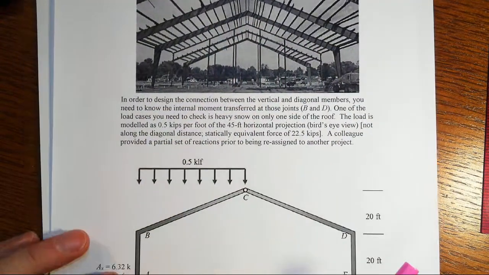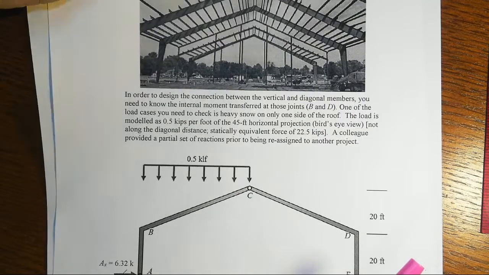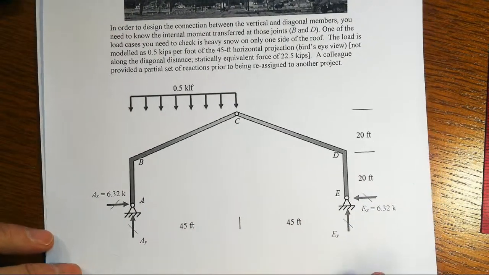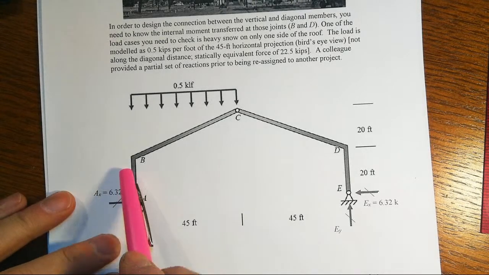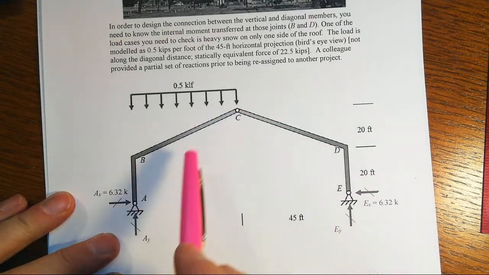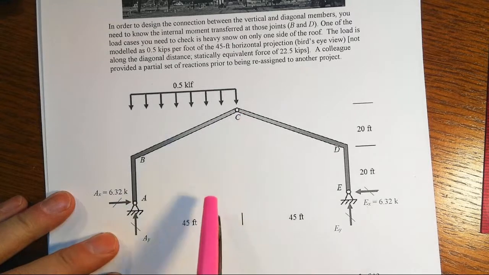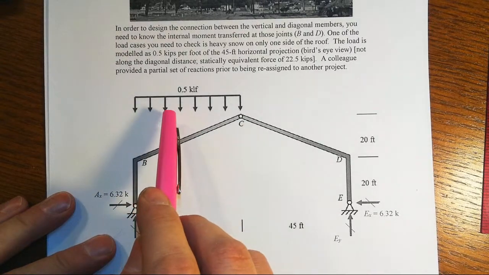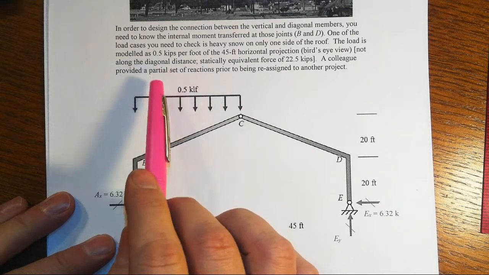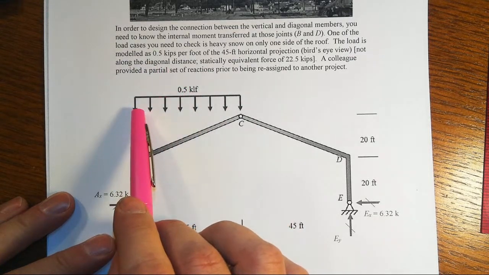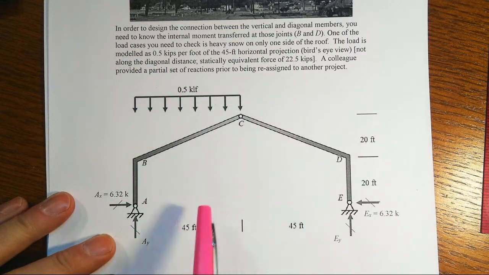That effectively becomes a 3-hinge arch situation, and so we've been asked to take a look at this model where we've got column, then rafter beam, pin supports, and the hinge in the middle. We're looking at only one specific load case of heavy snow on one side only at a half kip per foot of the 45-foot horizontal projected area.